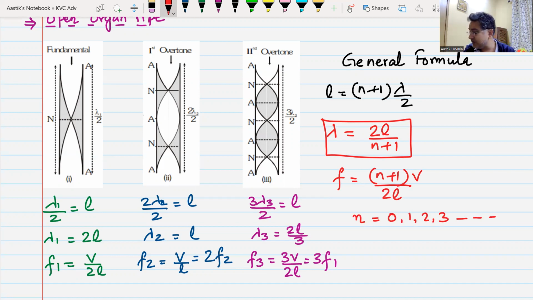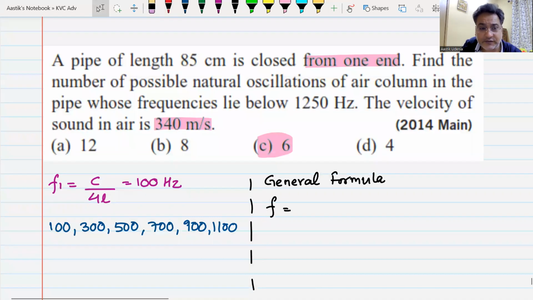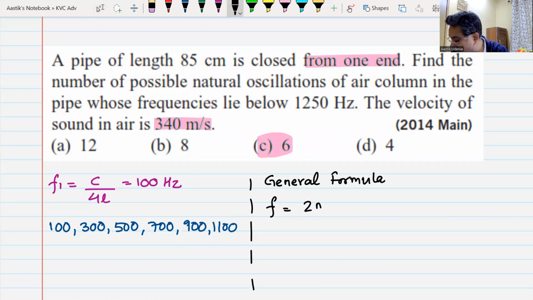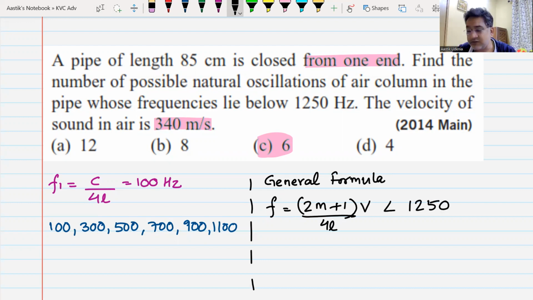Now, using this general formula, I can do this question. The general formula of frequency for a closed pipe was (2m plus 1) by 4L multiplied by V, and this should be less than 1250. From here, this is a simple inequality, and you can find the value of m. Remember, the value of m starts from 0.